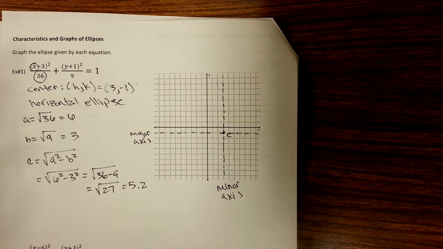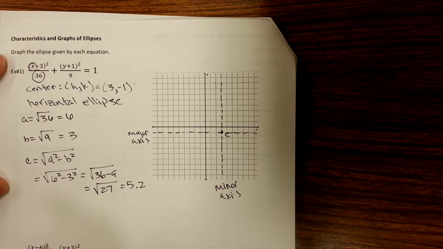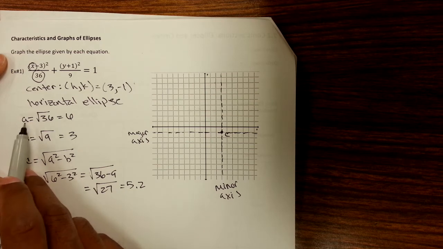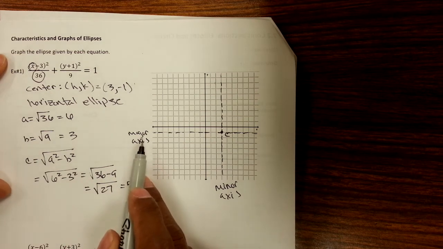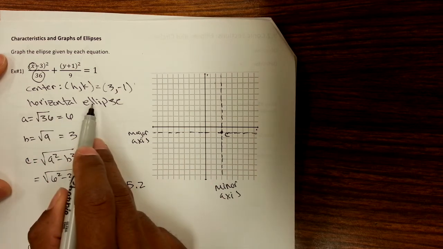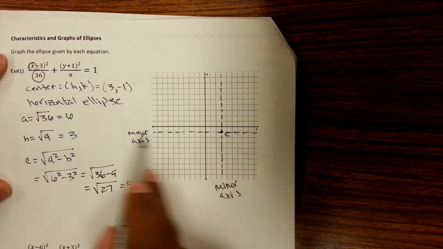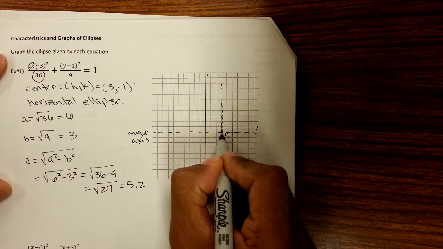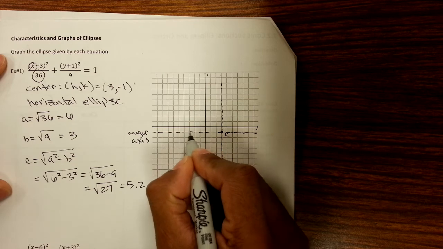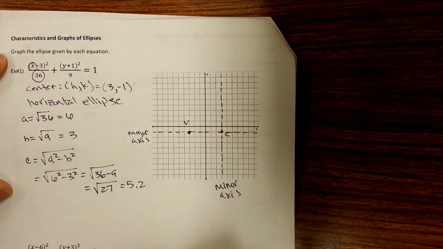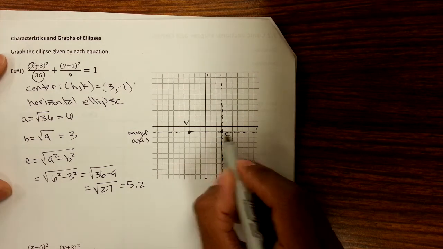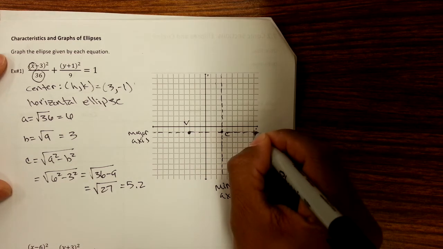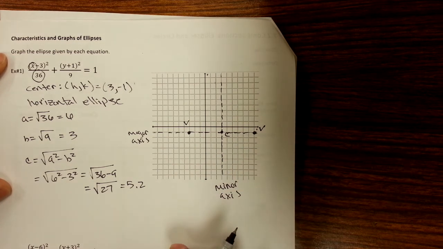Now, using these three values, we're going to be able to graph our ellipse. Your A value tells you where your major vertices are, and your major vertices are always along the major axis. So going from the center, because we have a horizontal ellipse, I'm going to go along my major axis 6 units out. From my center, I'm going to count 6 to the left, 1, 2, 3, 4, 5, 6. Here is one of my major vertices. 6 units to the right, 1, 2, 3, 4, 5, 6. Here's my other major vertex.